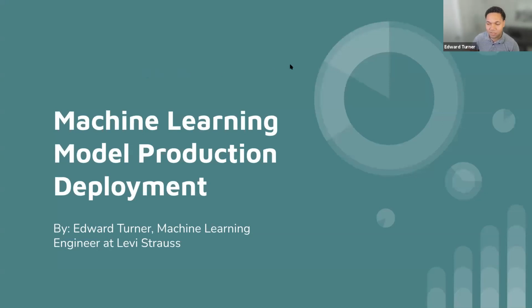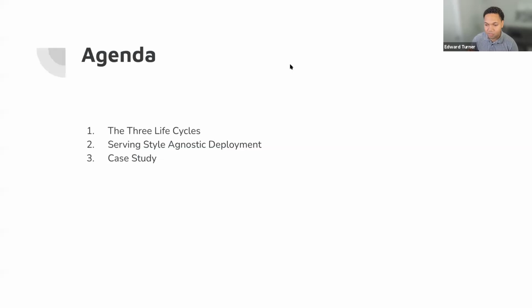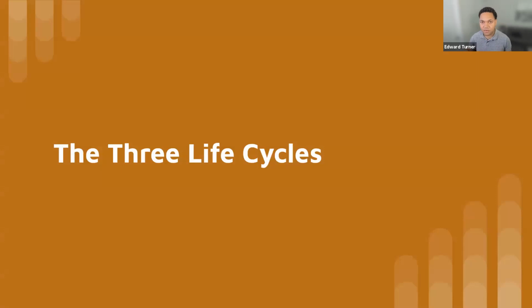Machine learning model production deployment. Part of our agenda today is to discuss and consider the three different cycles that are normally part of the entire model, data, and AI components. Then we're going to look into some serving-style agnostic deployments, and then we're going to consider some case studies. So first is the three life cycles.